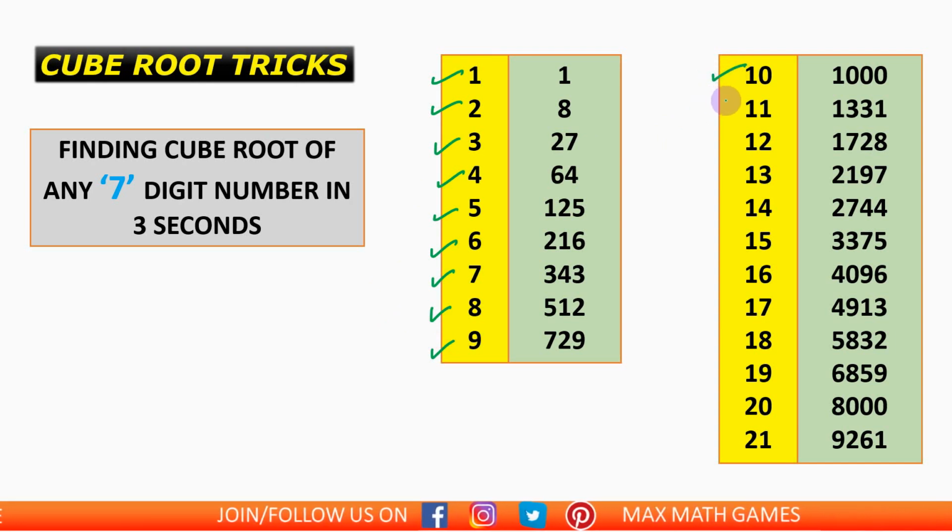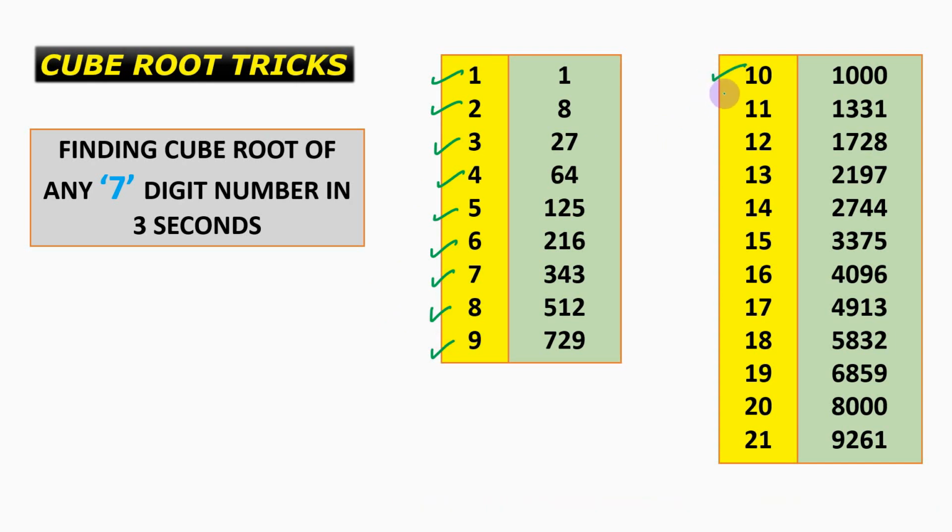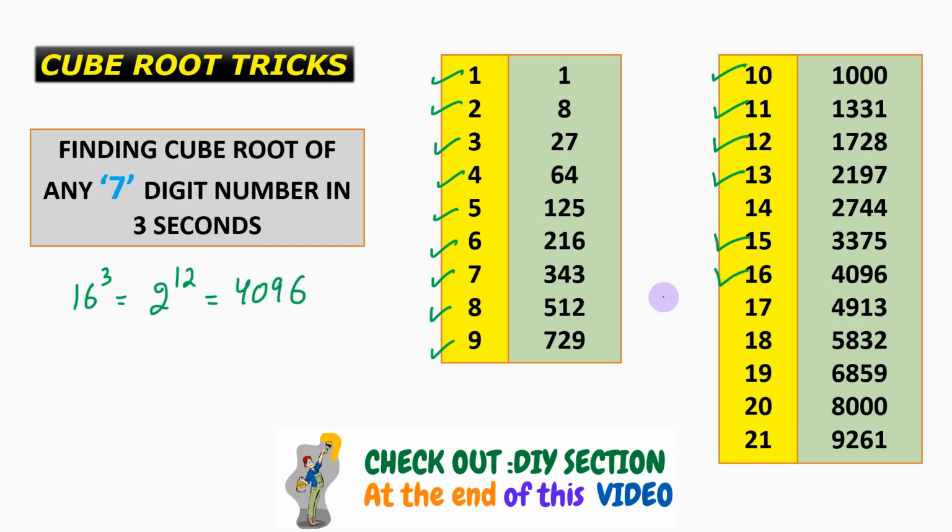And again, we have already told you that it is always better if you remember the following cubes: the cube of 10 which is 1000, cube of 11 which is 1331, cube of 12 which is 1728, cube of 13 which is 2197, cube of 15 which is 3375, cube of 16. Now 16 cube is equal to 2 to the power 12, and we already know this is 4096. So we must know that the value of 16 cube is 4096.